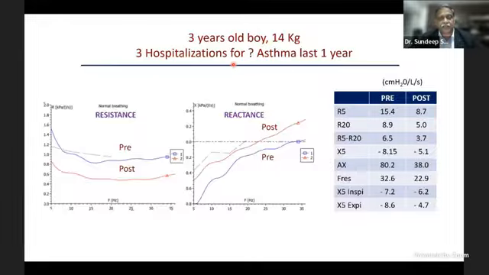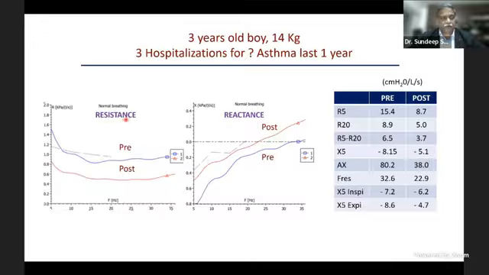asthma, and had 3 hospitalizations for probably asthma in the last 1 year. The parents were refusing to accept the diagnosis of asthma because they went and met Dr. Google, and Google told them that the child may not necessarily have asthma. So they did doctor shopping until they came to our place.